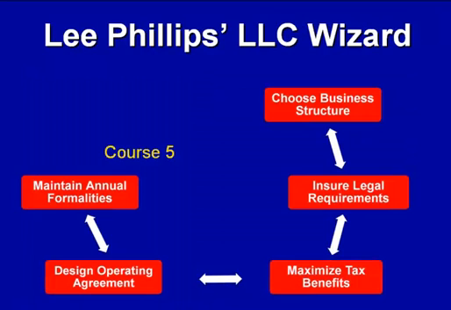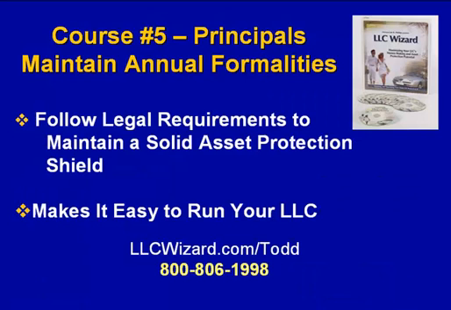In Course 5, I'm going to teach you how to maintain it on an ongoing basis. You have to set it up. You have to organize the operating agreement. You have to issue the stock, or no, that's not stock. It's called a membership interest. You have to issue the membership interest. You have to do all this stuff to set it up, but then there's an ongoing annual maintenance that you've got to go through as well. We're going to follow all the legal requirements to give you a solid asset protection shield.